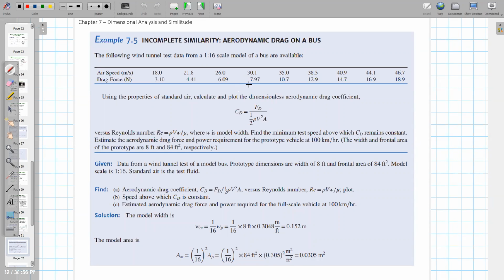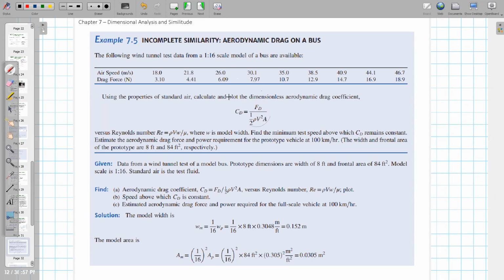So we have an example problem to show you that. For this example problem, we shrink the bus to 1 over 16. So this is the drag coefficient, the non-dimensional drag force, as a function of the speed. And this is the result you measured in the experimental data.